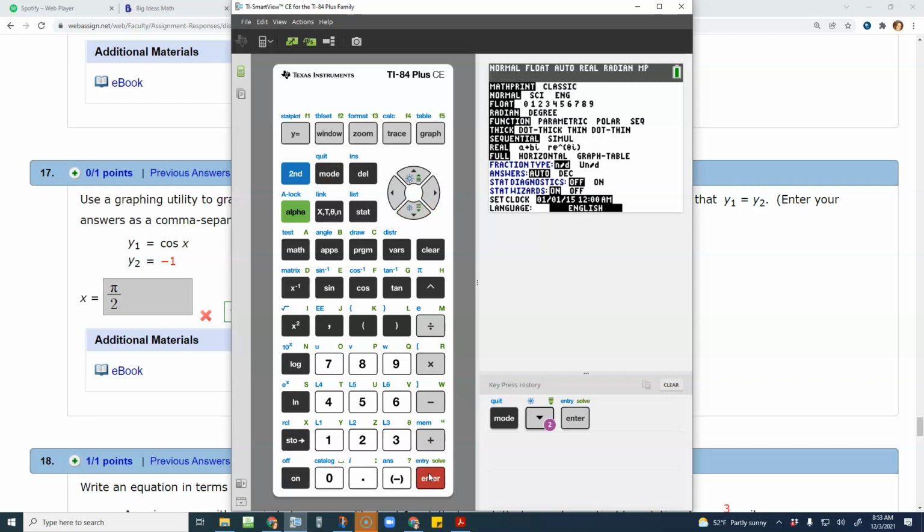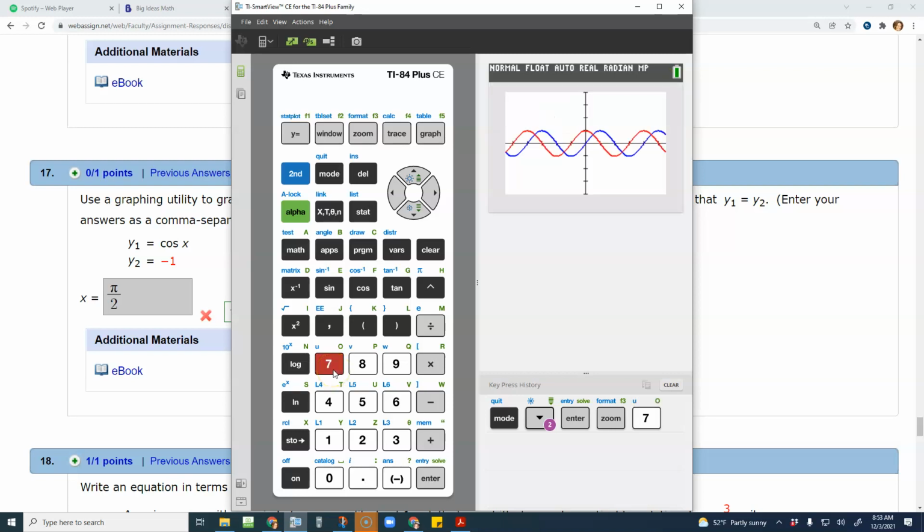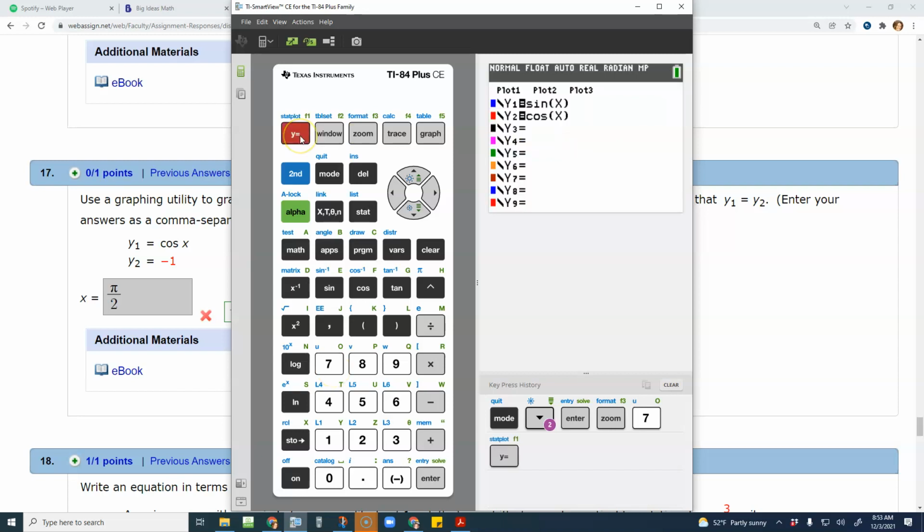What's that nice zoom that just reorients everything? Trig. Standard is if we're not doing trig. Trig says, is it radians, is it degrees? I'll make it nice. But hold on, I didn't even type in graphs. What do I need? I need cosine of x as my y1, and I need negative 1.